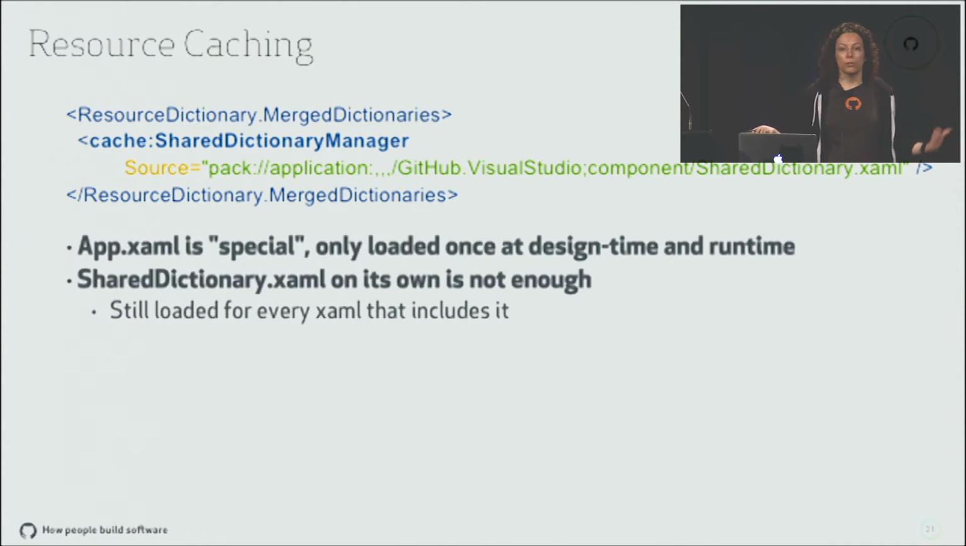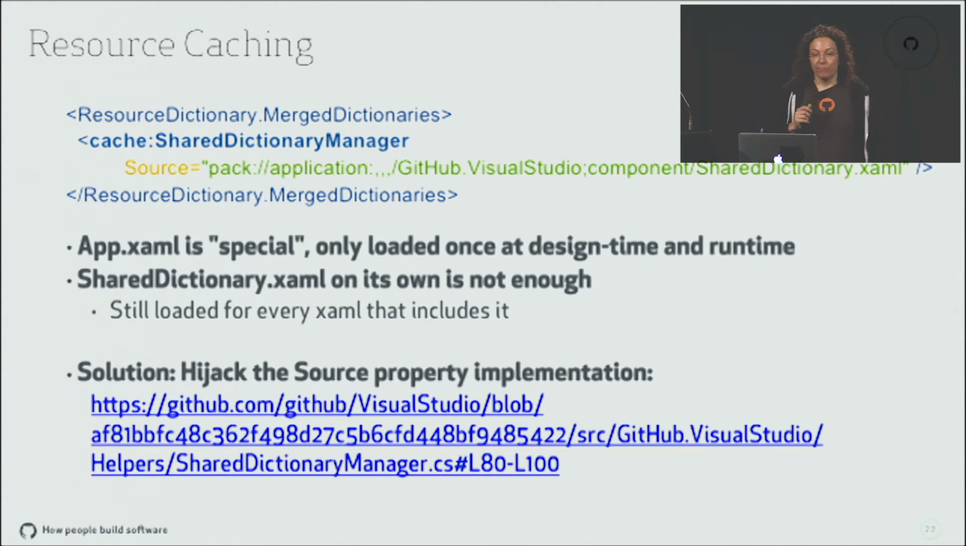And since Team Explorer, every time it gets loaded, our UI gets loaded there, it will create a new instance. There's no sharing there. Every time you load any UI, all of the resources get loaded again and again. Not really good performance. And there's no way of doing this at all for library projects. So you hijack the source property.